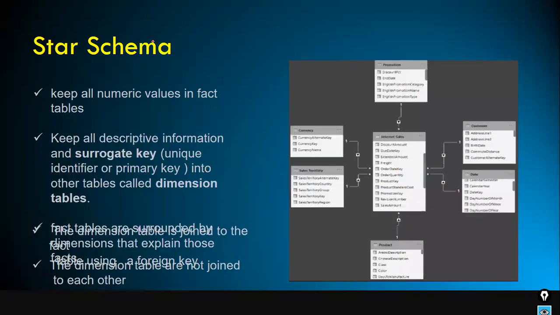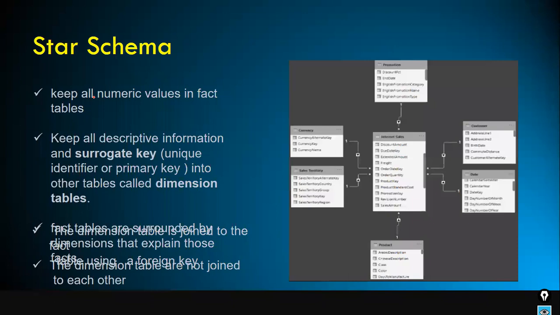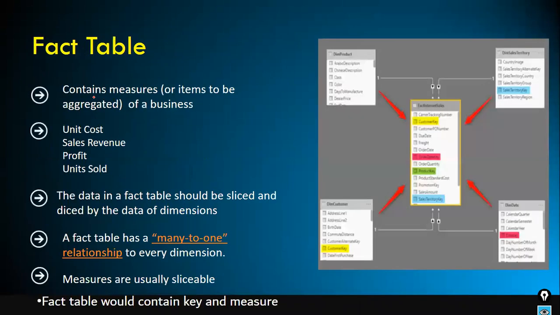What else do you need to remember when it comes to star schema? These are called your dimensions, like the customer dimension. Look at this, this is the best example. This is my fact table, surrounded by four dimension tables: product dimension, territory dimension, customer dimension, and date dimension.